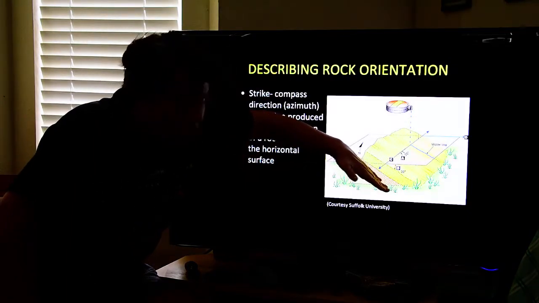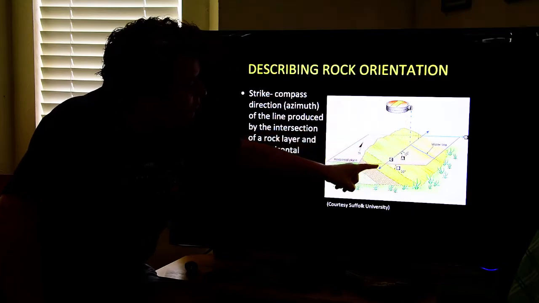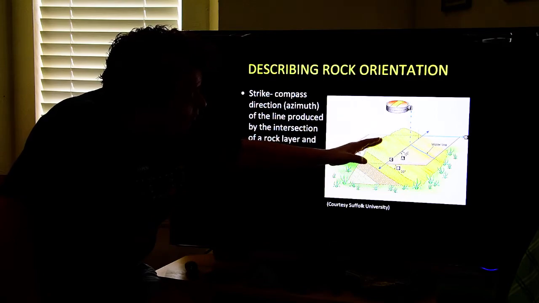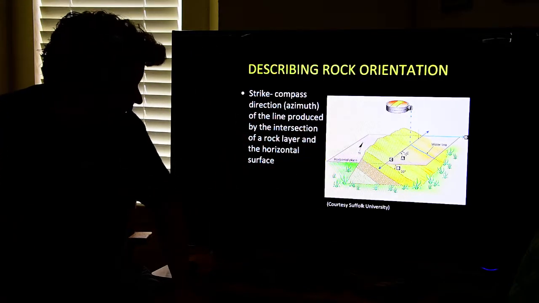So, for example, right here, there's our horizontal surface. Our rocks are tilted this way. So right there, that is what the strike line would be. It's because it's where those tilted rocks encounter that horizontal surface.